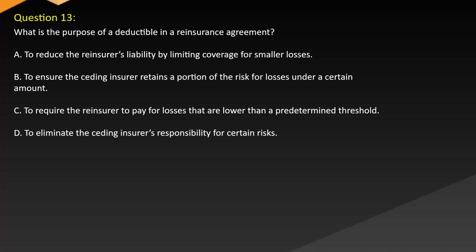Question 13. What is the purpose of a deductible in a reinsurance agreement? A. To reduce the reinsurer's liability by limiting coverage for smaller losses. B. To ensure the ceding insurer retains a portion of the risk for losses under a certain amount. C. To require the reinsurer to pay for losses that are lower than a predetermined threshold. D. To eliminate the ceding insurer's responsibility for certain risks.